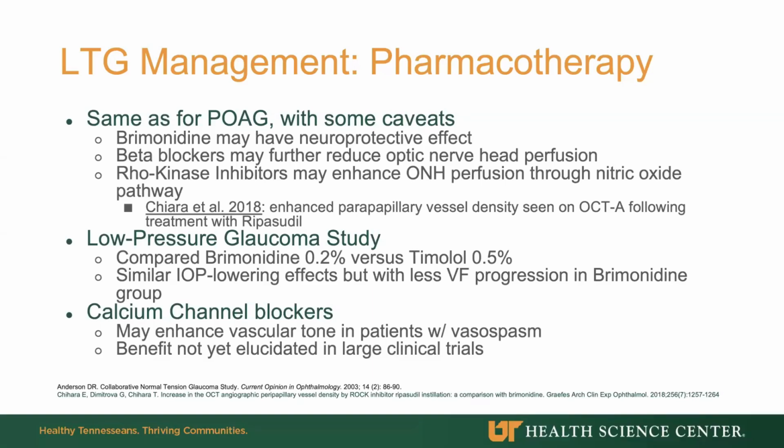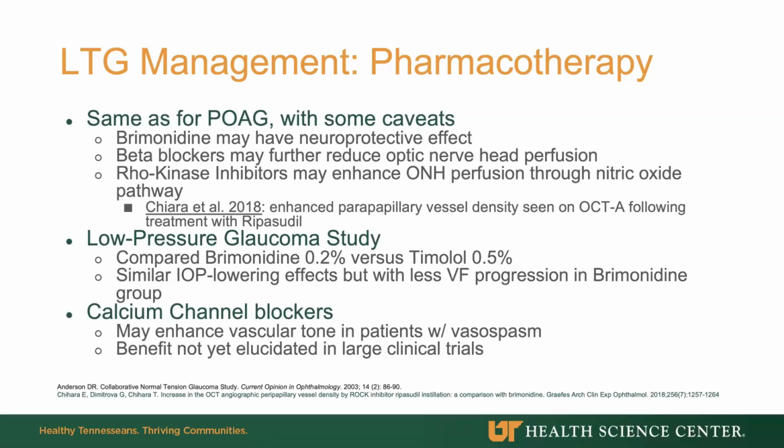Some studies have also found that the newer class of agents, Rho kinase inhibitors, may actually enhance optic nerve head perfusion through that nitric oxide pathway. And this one study I found by Chiara et al. in 2018 found that there was, interestingly, an enhanced parapapillary vessel density seen on OCT angiography with the use of this Rho kinase inhibitor, ripasudil.